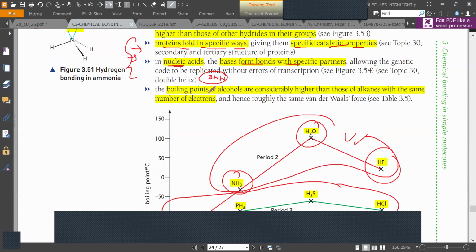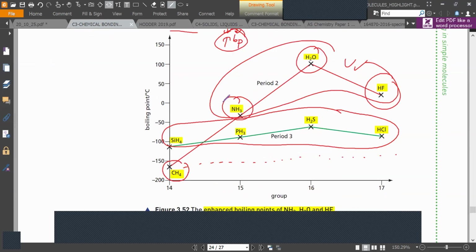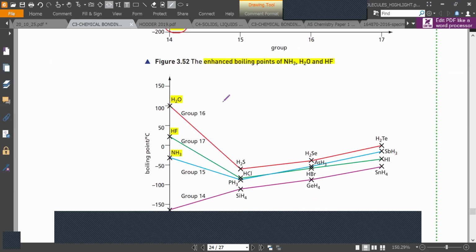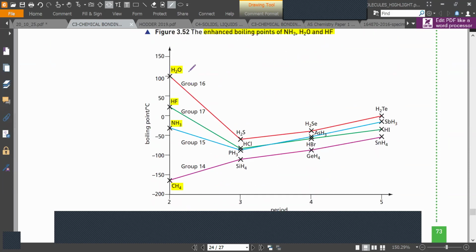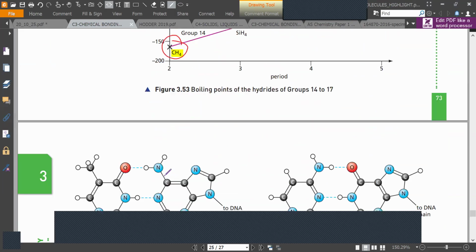And then another example is alcohol. If we compare alcohol to alkane, although they have the same number of electrons, alcohol still has a higher boiling point. It's because of the hydrogen bonding. So their boiling points are higher than usual, compared to methane.